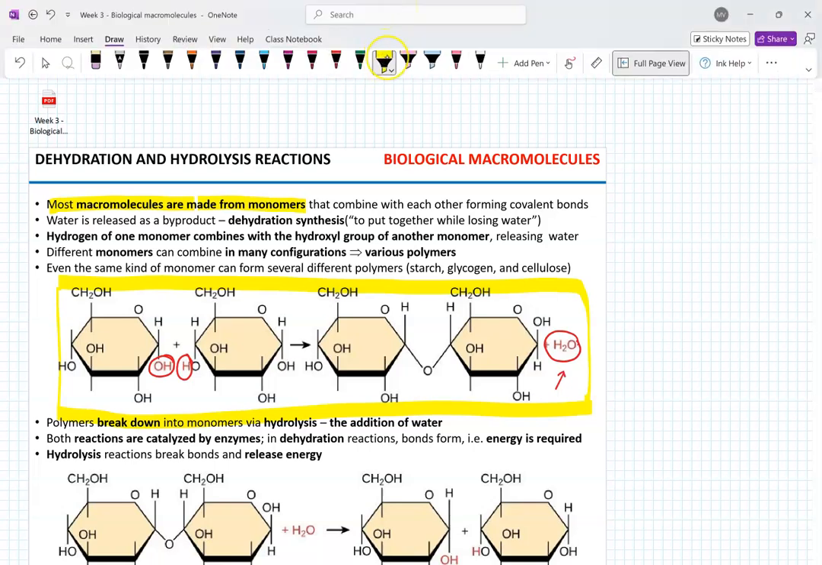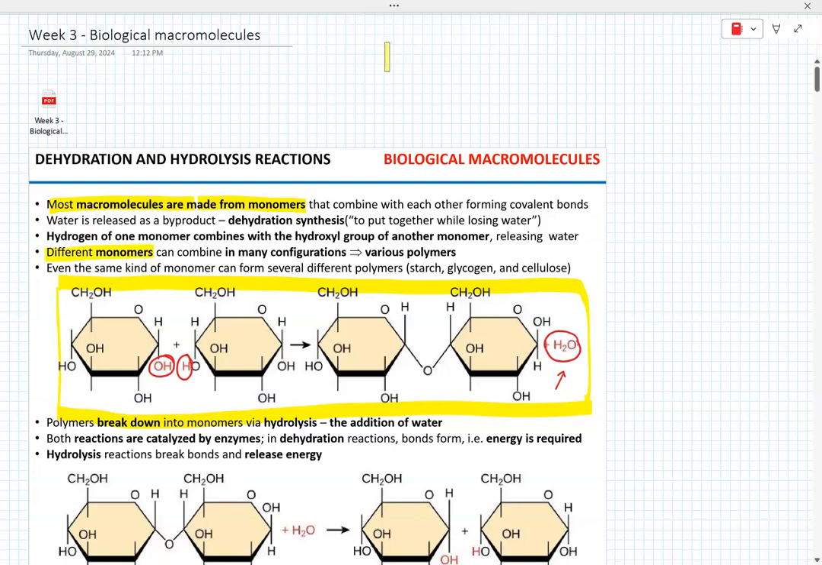The reason why biological systems are so versatile is because the combination of different monomers can result in production of different polymers. Not only monomers can be different, they can combine in different patterns. For instance, glucose can form three different polymers by combining in different patterns, forming different types of bonds.